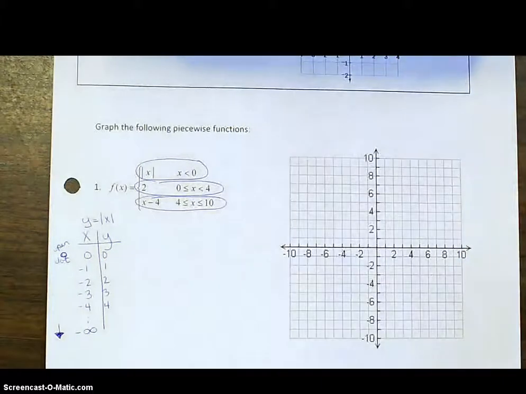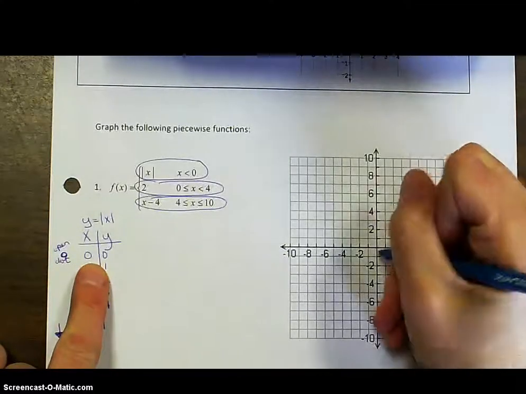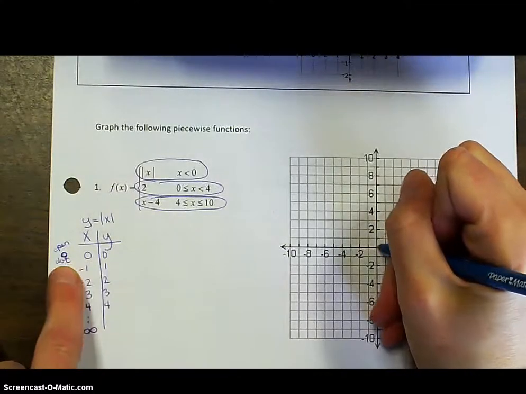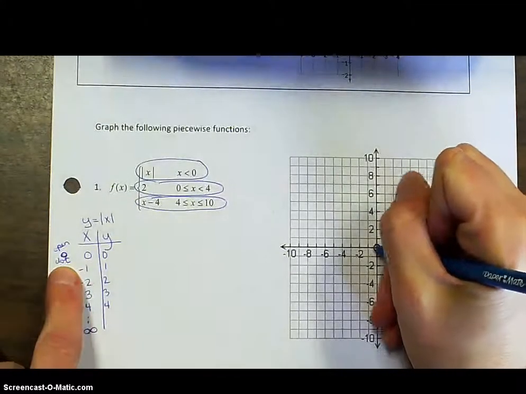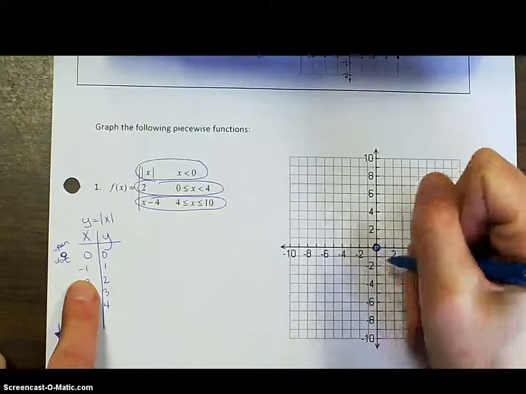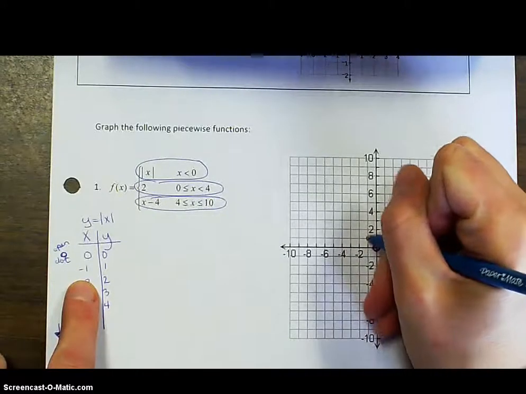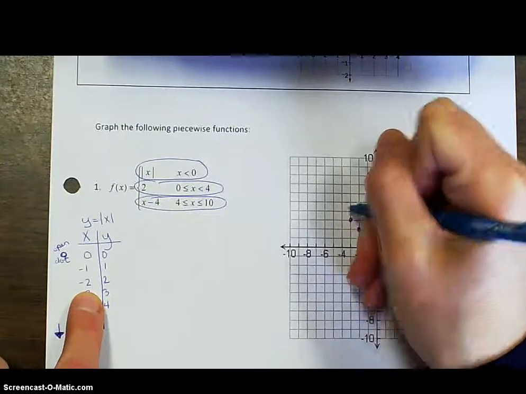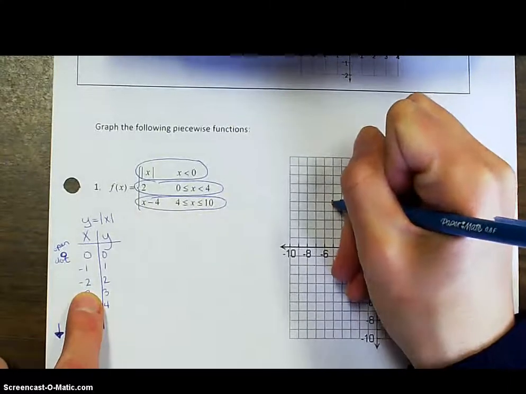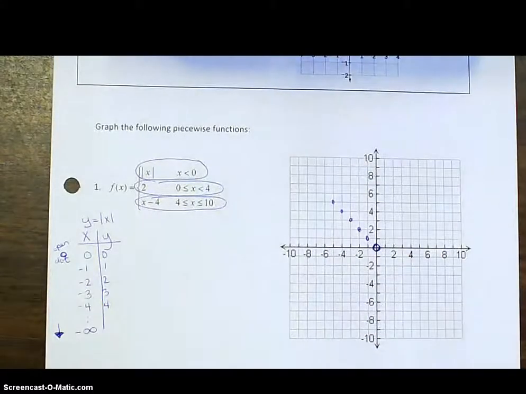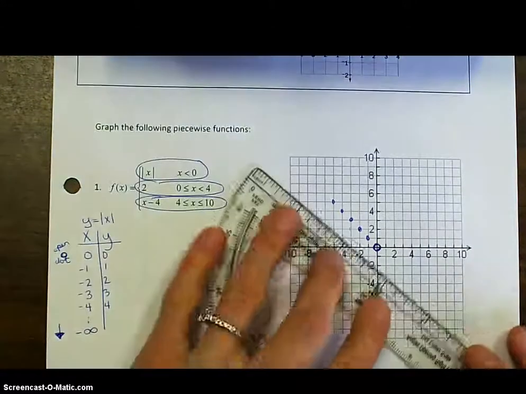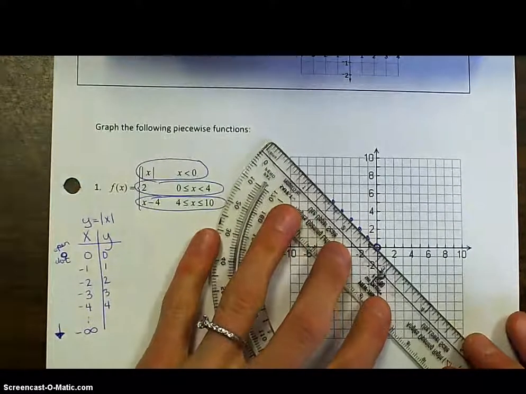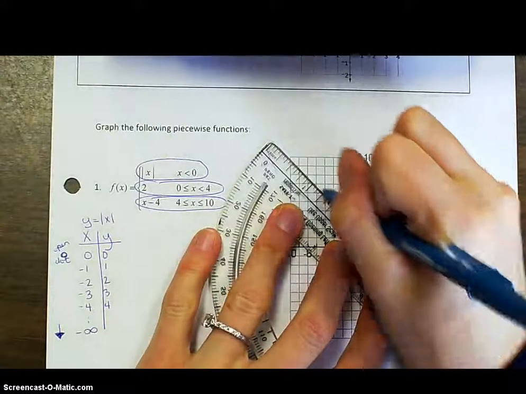Okay, so now I'm going to go to my graph and I'm going to graph that. So my first point is 0, 0. Now remember, that's going to be an open dot. We're not allowed to be equal to that, but that's still our first dot. And then we go -1, 1, -2, 2. And these are all closed dots because we're allowed to be equal to these dots. Okay, and now we're going to go ahead and connect those with a line. So I'm going to start at 0, 0, and now I'm going to connect them.